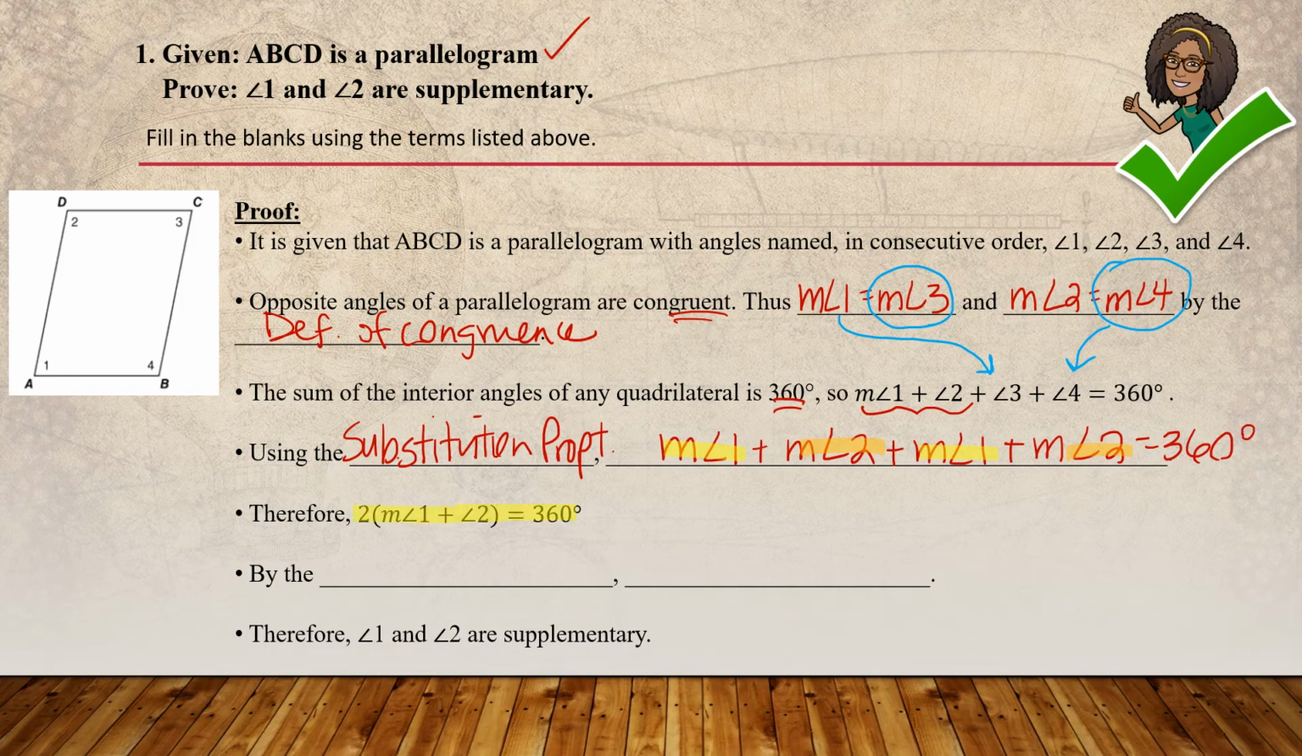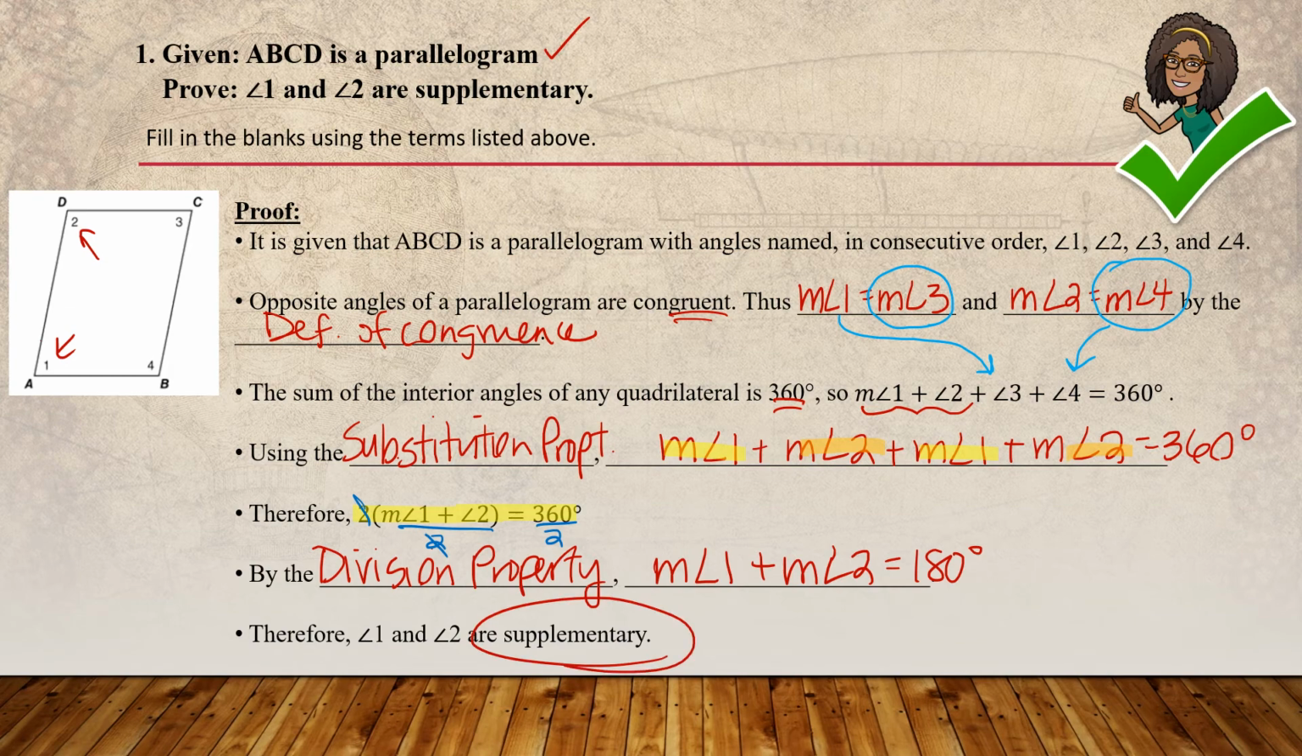So now that we have that information, we can say by the division property, because remember, we're trying to show that these two angles are supplementary, that they equal 180 degrees, I'm going to divide by 2 on both sides. So when I divide by 2 on both sides, it cancels here, but on the right, I get 180. So voila, ladies and gentlemen, look what we get. The measure of angle 1 plus the measure of angle 2 equals 180 degrees. And that for sure tells me that these two angles are supplementary.